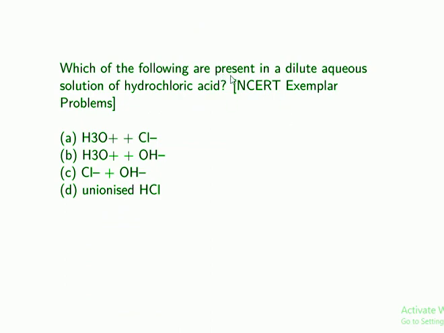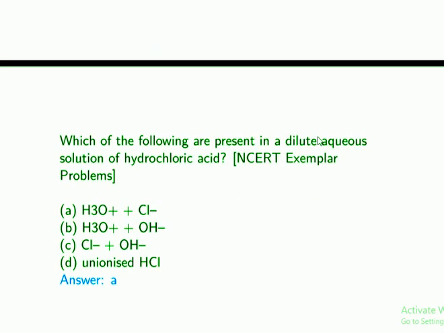Which of the following are present in a dilute aqueous solution of hydrochloric acid? Dilute HCl contains which ions here? The answer will be H3O plus and Cl minus. So option A is correct.